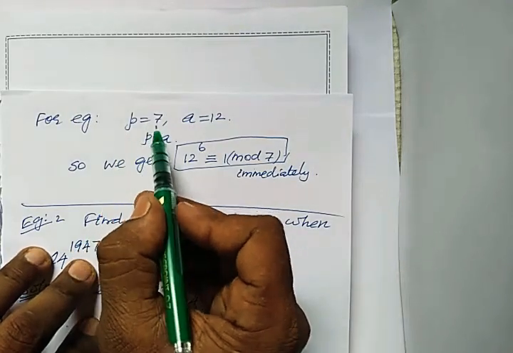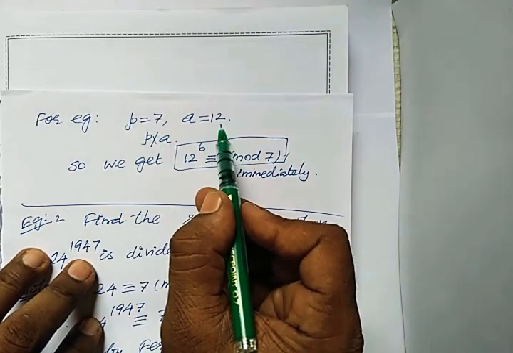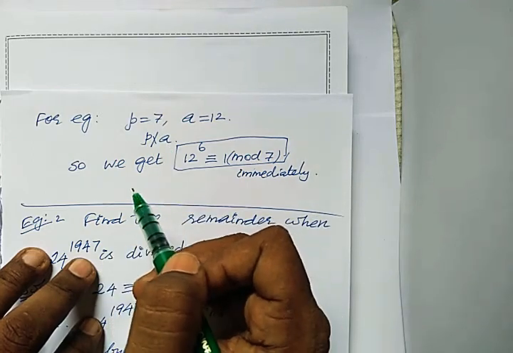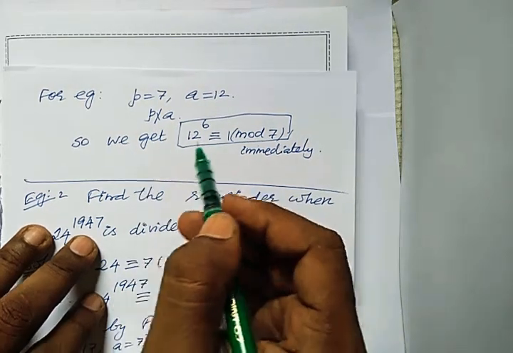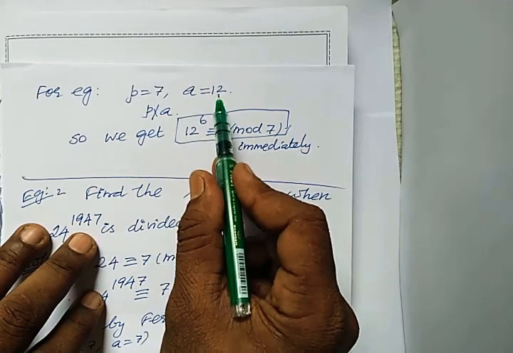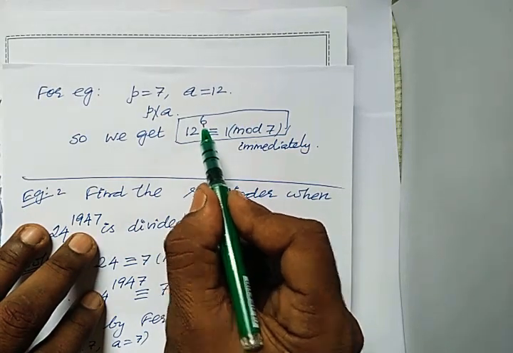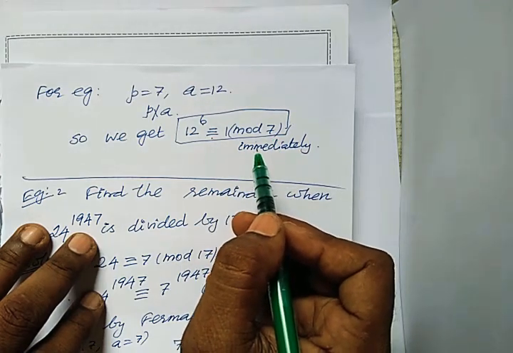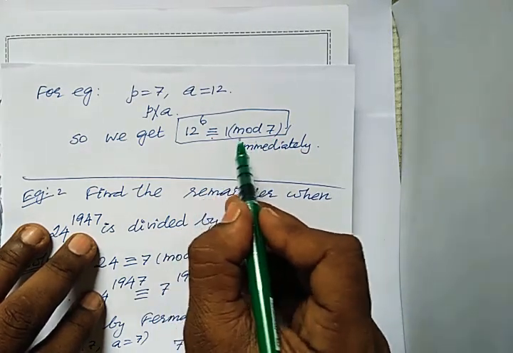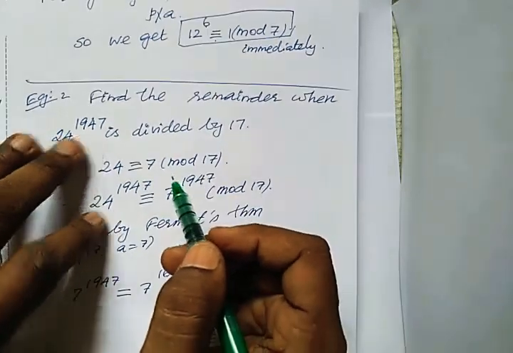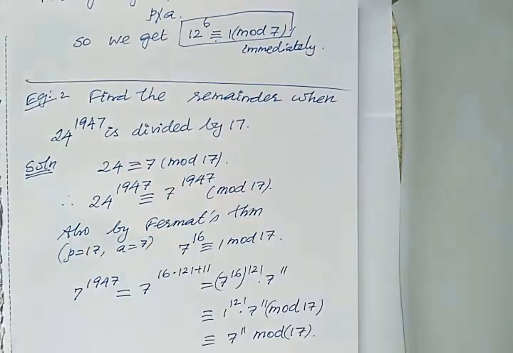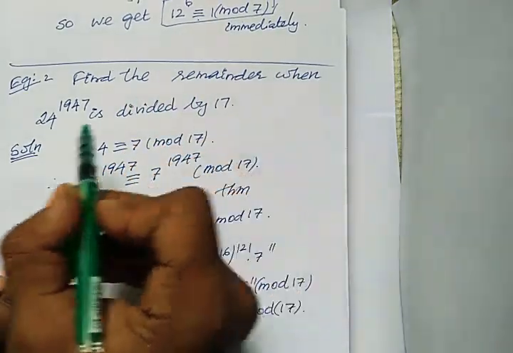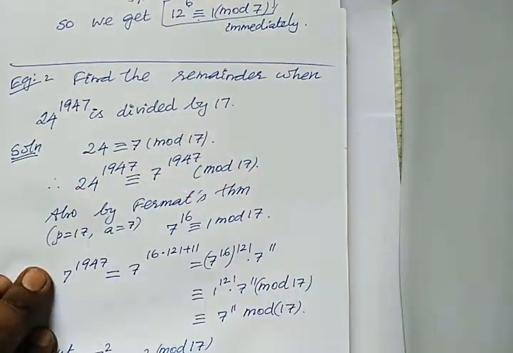For example, p is equal to 7, a is equal to 12. Clearly p doesn't divide a. So by Fermat's theorem, immediately we can write 12 to the power p minus 1 is congruent to 1 modulo 7, right? It is so immediate by the theorem. Now let us solve a problem. Find the remainder when this is divided by 17.